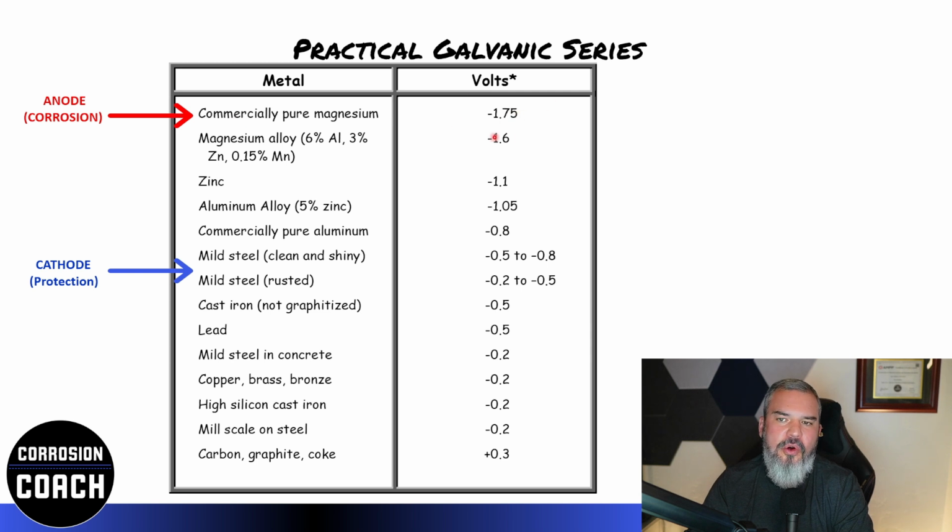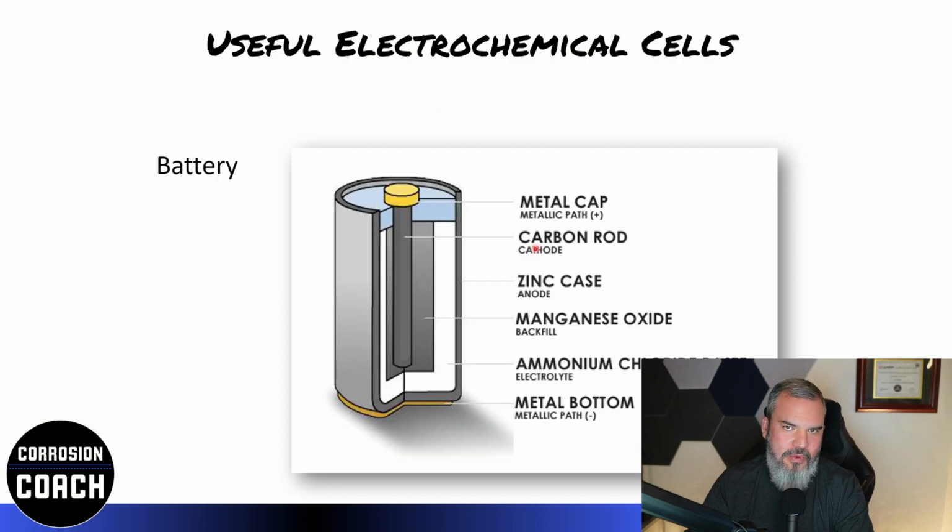Because of the voltage difference of the magnesium compared to the steel, it's like a battery, which is something that I think you've seen before. You use it all the time. A battery is nothing but a galvanic CP system. Okay, didn't know that. I certainly didn't back in the day. Well, let's take a look at that battery.